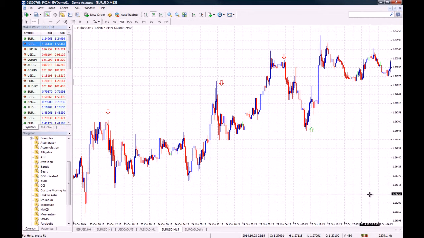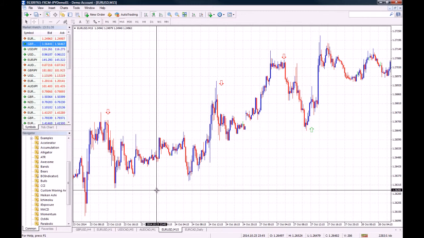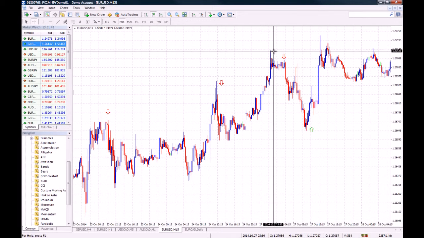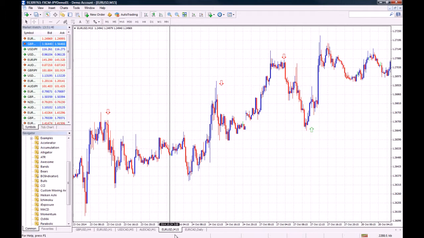Now you can see that this indicator is pretty accurate when it comes to picking bottoms and tops and giving you perfect entry levels or entry signals for you to profit from the main reversals on the short term.